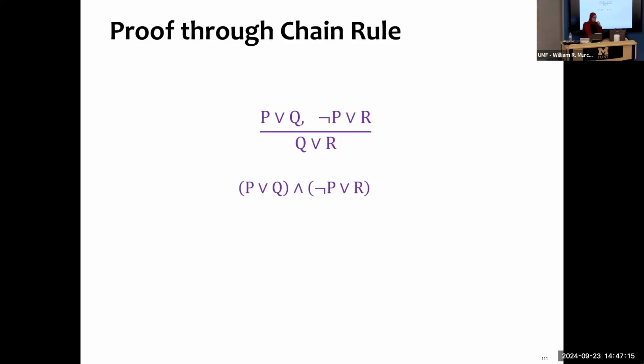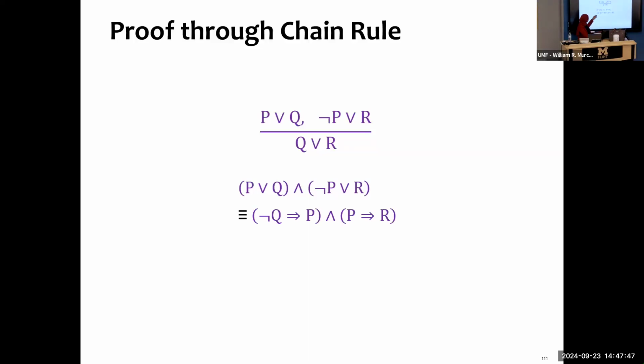Okay. So if we are going to do this through the chain rule, we are going to write the facts that we have. The comma here is translated with an and. So I have this, and through the chain rule, I need to come up to Q or R, or the opposite, not Q or R. So we need to start. I have P or Q and not P or R.